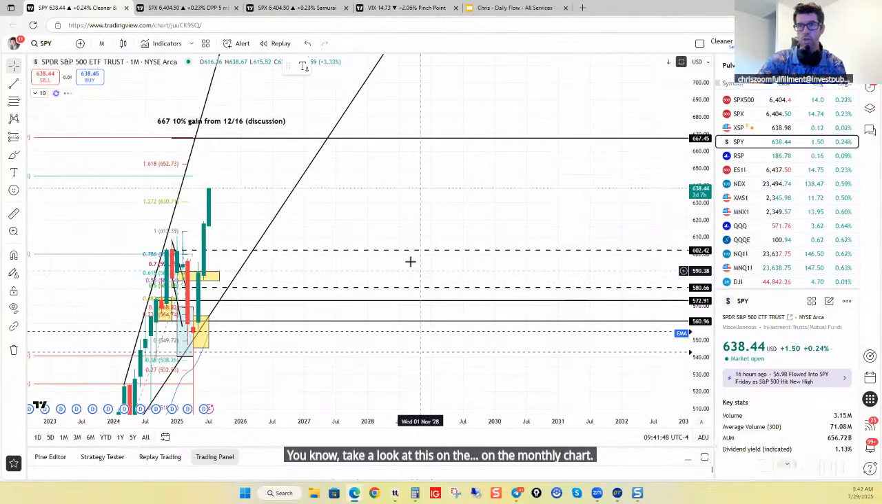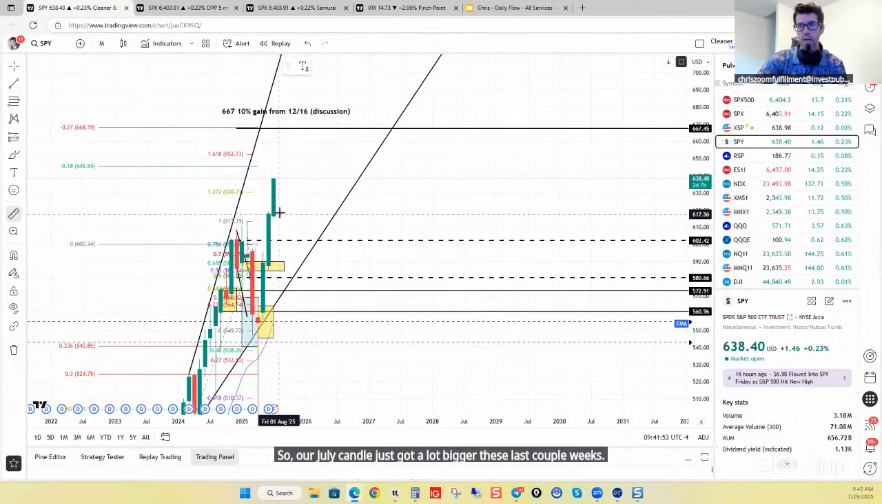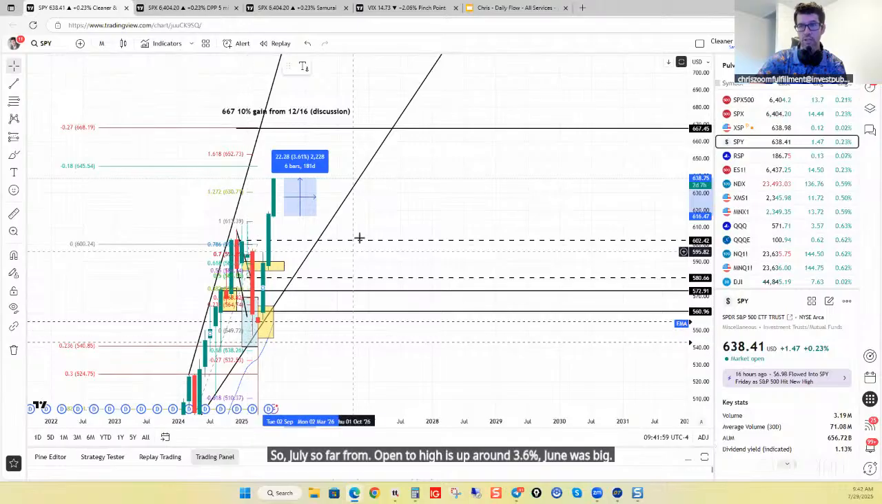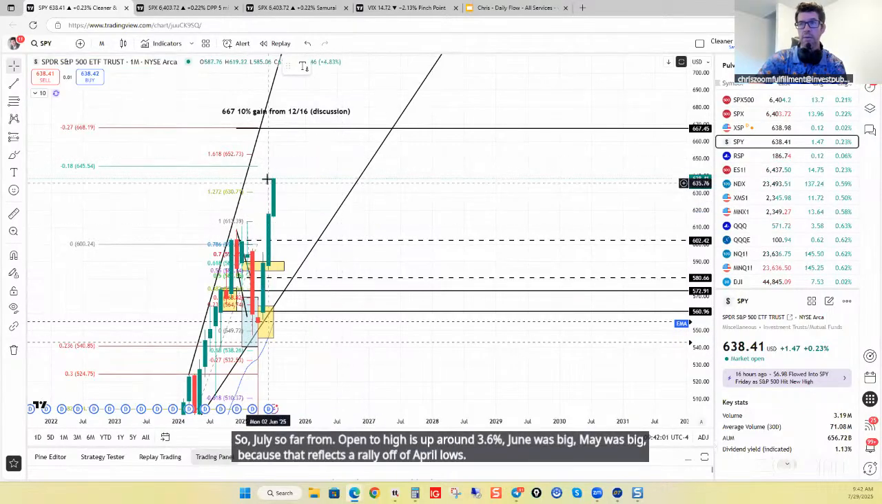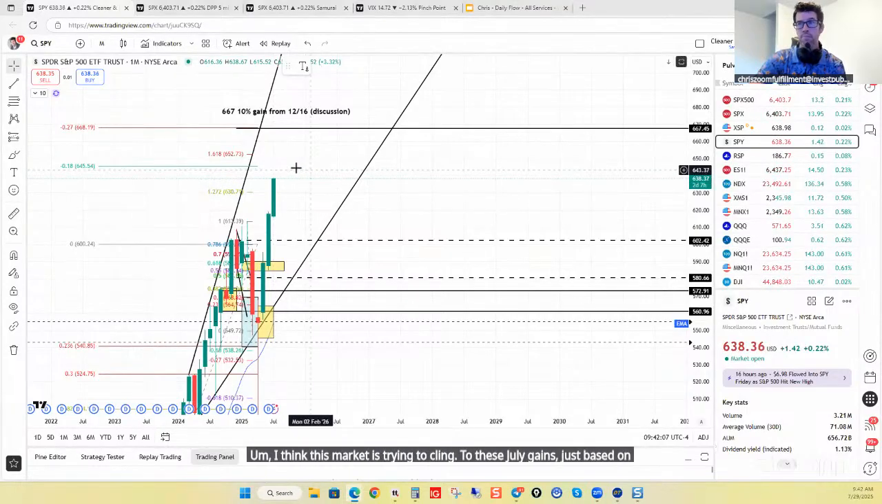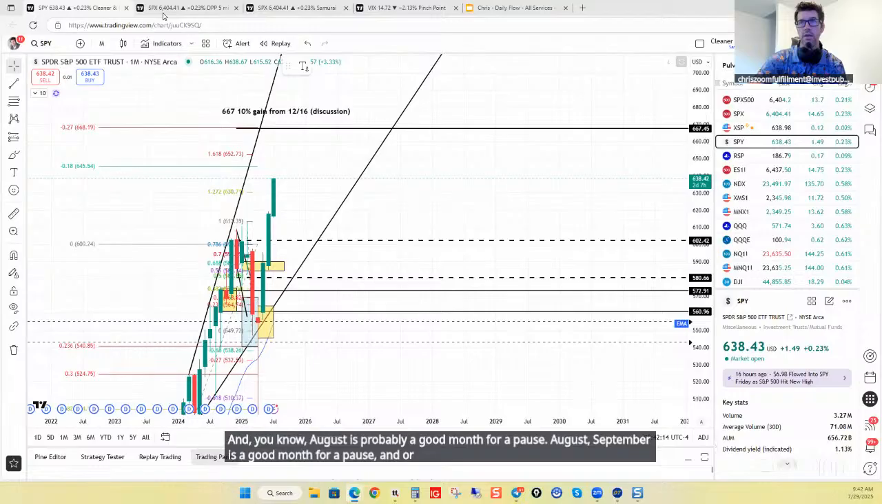So our July candle just got a lot bigger these last couple weeks. July so far from open to high is up around 3.6%. June was big. May was big because that reflects a rally off of April lows. I think this market is trying to cling to these July gains just based on seasonality. And August is probably a good month for a pause. August, September is a good month for a pause and/or pullback.